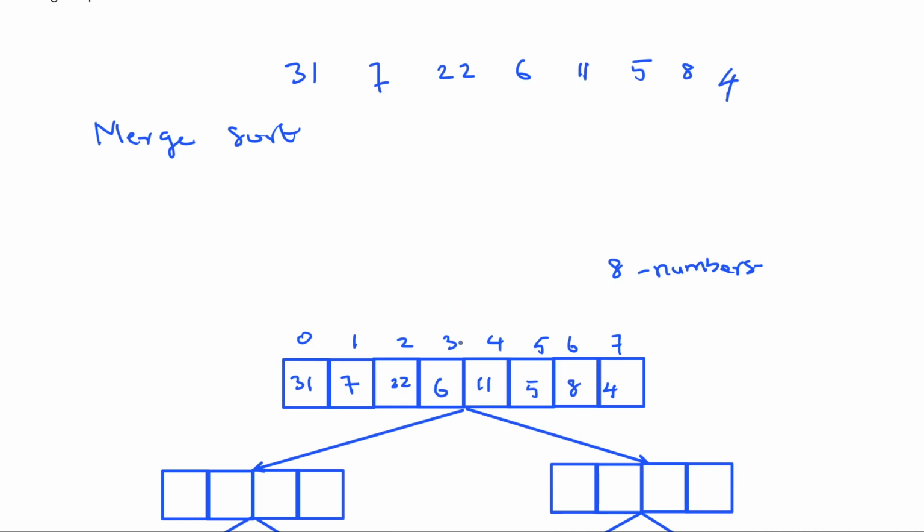Alright, we will be dividing this array into two halves. We will call the first one the left subarray and the second one the right subarray. So the left subarray is 31, 7, 22, 6 and the right is 11, 5, 8, 4. So actually we have divided the bigger problem into smaller problems. Our original problem is to sort this big array of 8 numbers. What we have done is divide that into two subproblems. One comprises the first 4 elements and the second one comprises the last 4 elements.